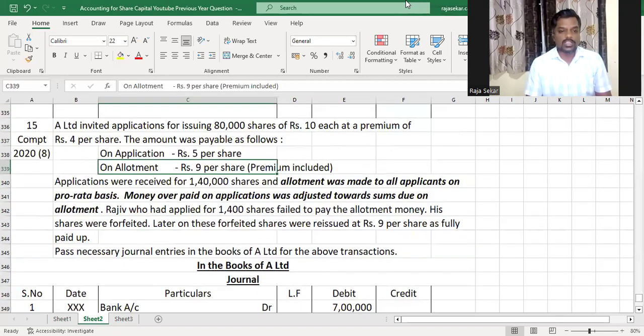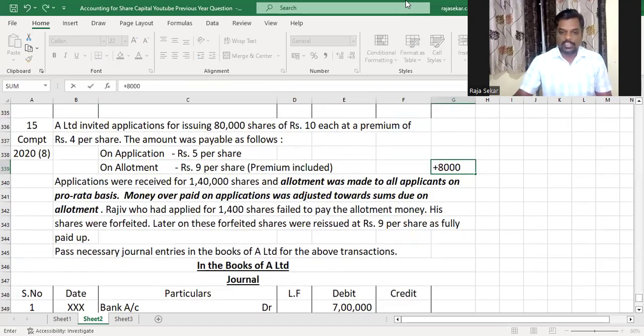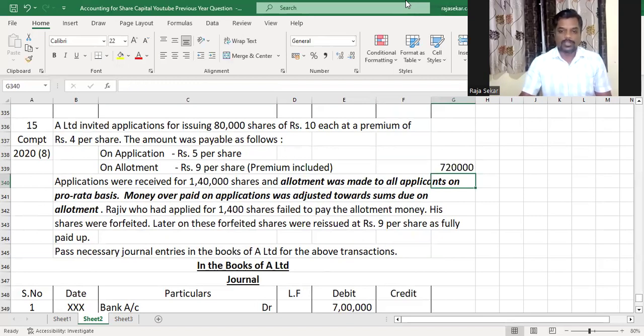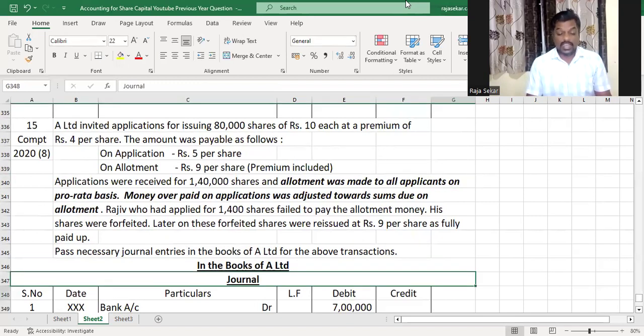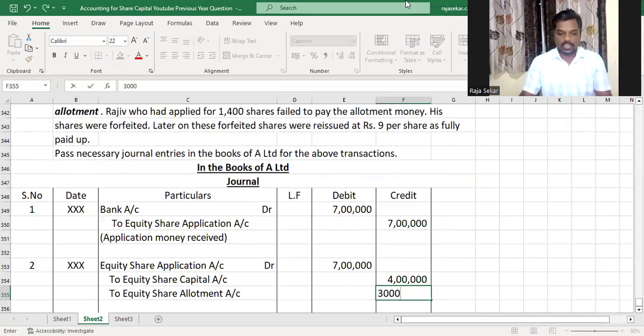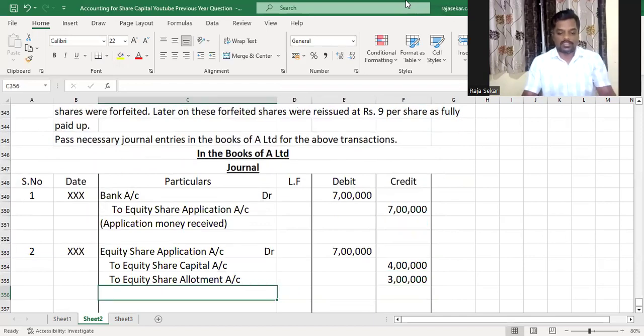The allotment money due is 80,000 shares into 9 rupees, 7 lakh 20,000. So the 3 lakhs that we have is not more than the allotment money due. So the entire excess application money can be taken to share allotment account.